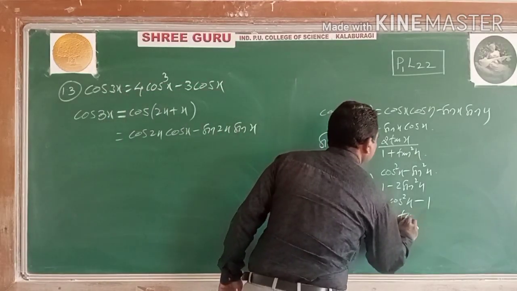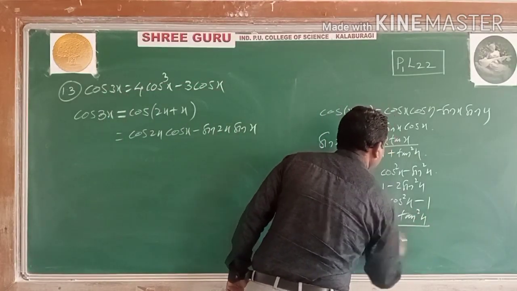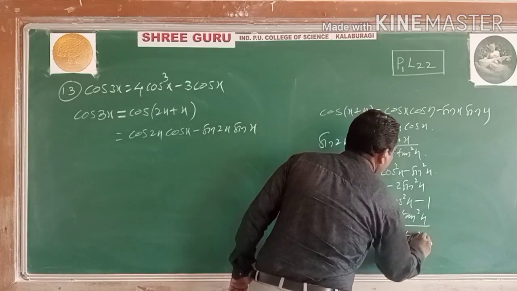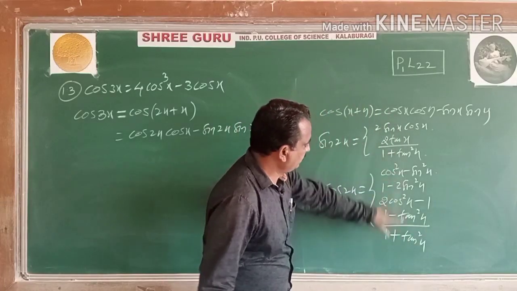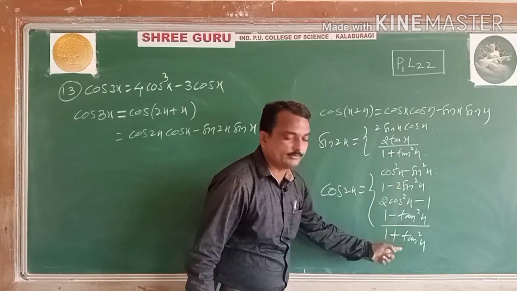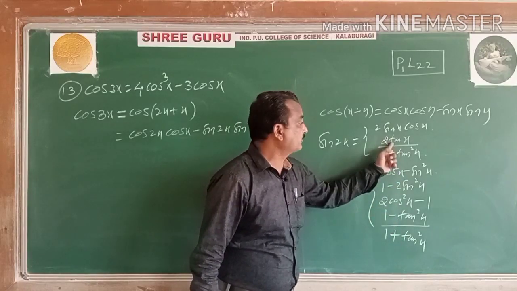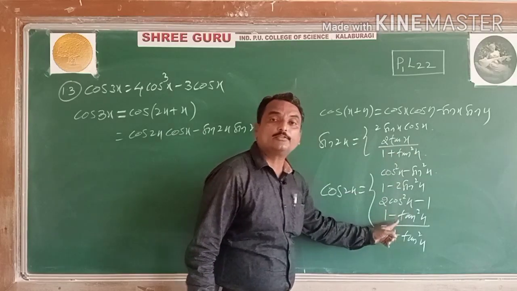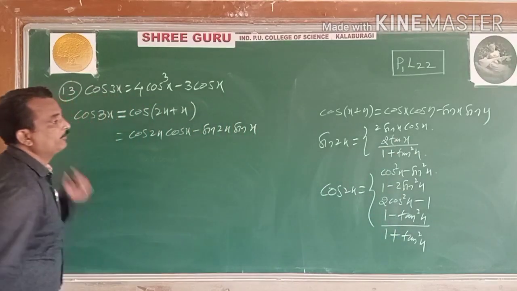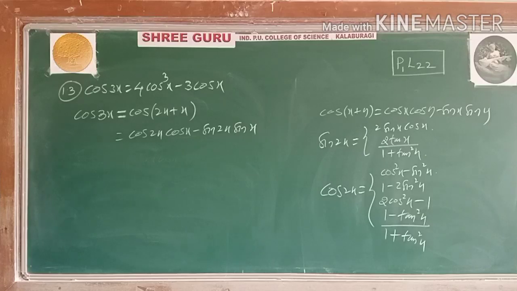In terms of tan, 1 minus tan square x divided by 1 plus tan square x. See the students, for sin 2x and cos 2x the denominator is the same, but only the numerator is different here. Here it is 2 tan x for sin 2x and 1 minus tan square x for cos 2x. This is the only difference here.